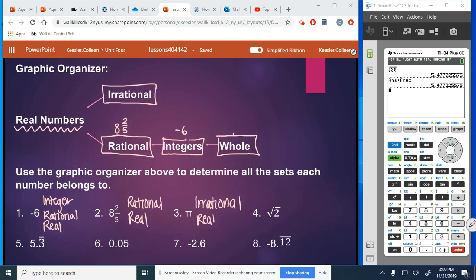Then we have square root of 2, which we talked about before. And let me just show you. If I do the square root of 2 on my calculator, I get 1.414213562. And if I try to turn it into a fraction, it doesn't allow me to. So this is also irrational and real.